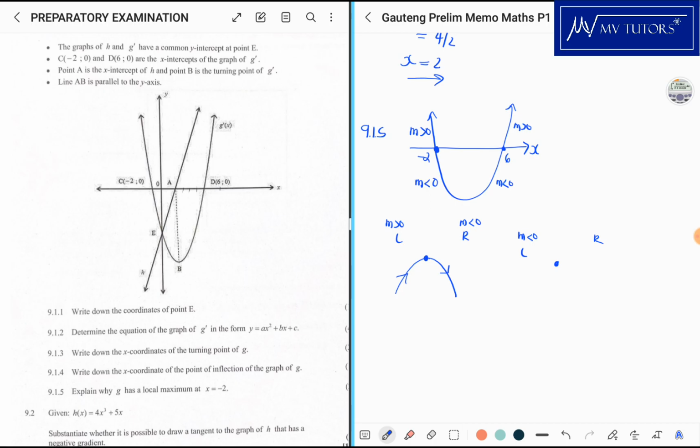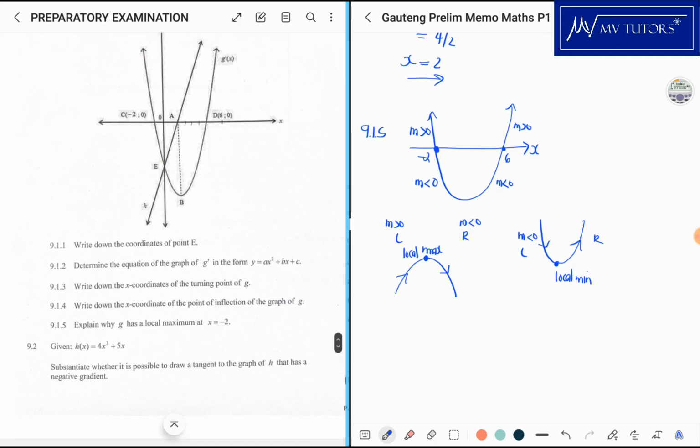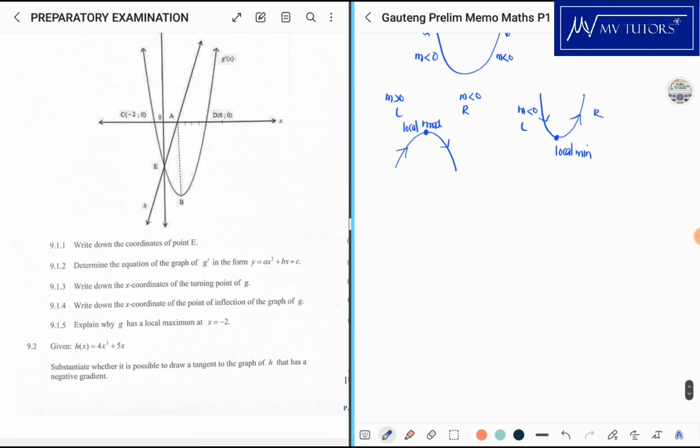So if it's less than 0, it means it's going down. If it's bigger than 0, it means it's going up. So this tells you that this is your local max, and this is your local minimum. I don't know how you're gonna write that down. How many marks? 2. Yeah, I would really comment on the gradients. I would even sketch this if need be, but I don't know if anyone has a better way of explaining it, so please do state it if you do.